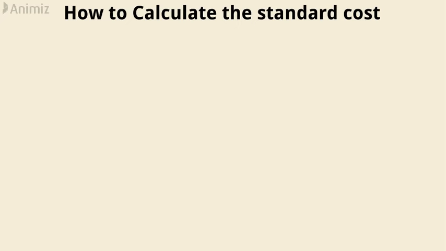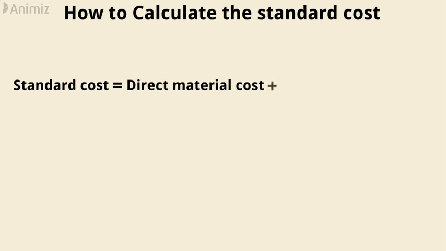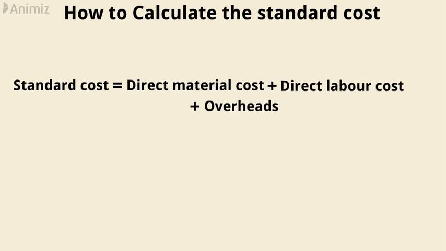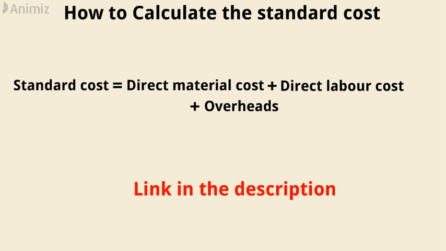How to calculate the standard cost. Standard cost can be calculated by the addition of direct material cost, direct labor cost, and overheads. I have discussed what is direct material cost, direct labor cost, overheads in another video.